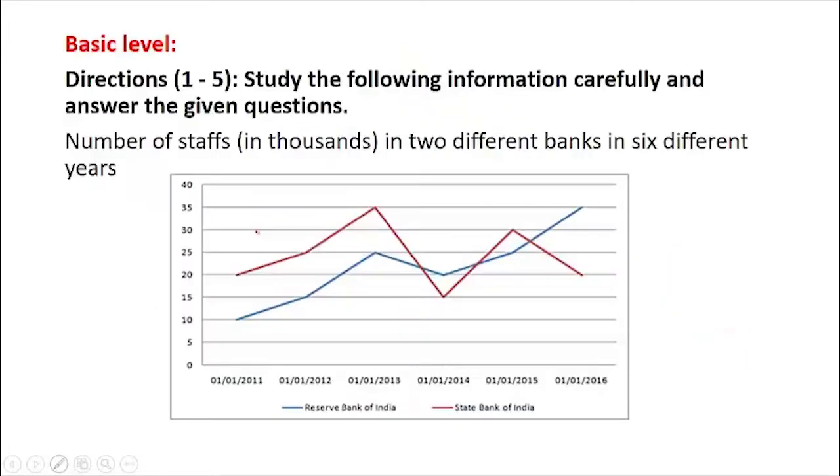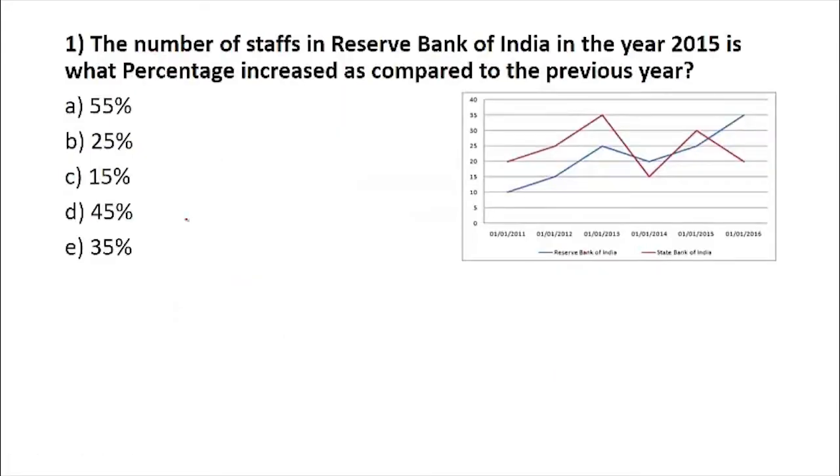While we are solving the problem, I recommend you to please pause the video and try to solve the problem on your own, because it is an easy type of problem. Let us read the directions. Study the following information carefully and answer the given questions. Number of staff in 1000 in 2 different banks in 6 different years. The blue line represents Reserve Bank of India and red represents State Bank of India from year 2011 to 2016.